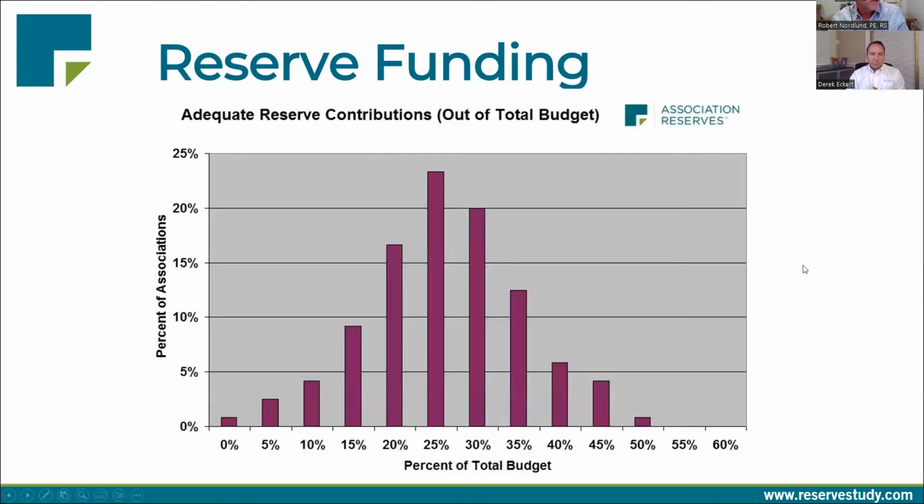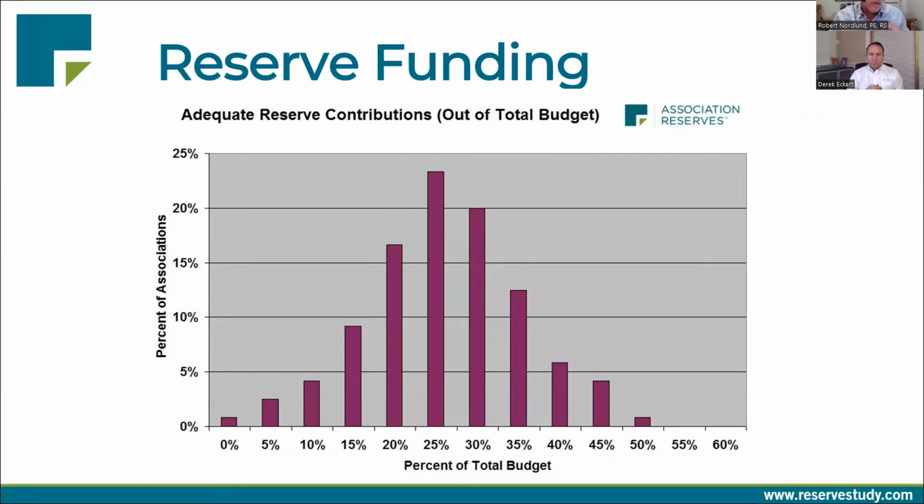There we go. What we find, it's actually kind of interesting, is that this shows the reserve funding portion of an association's total budget. And you can see that the majority of associations that are funding their reserves well are somewhere in the 15 to 40% range. The peak of the curve is at 25%. And so if you were to ask me, what should we be funding our reserves at? I would say a quarter of your total budget.